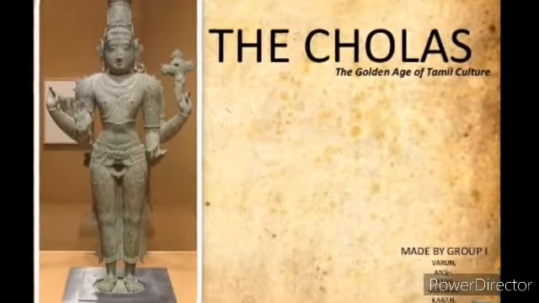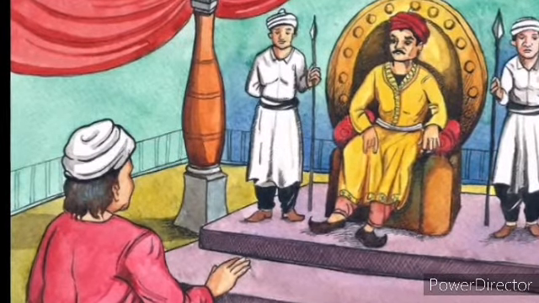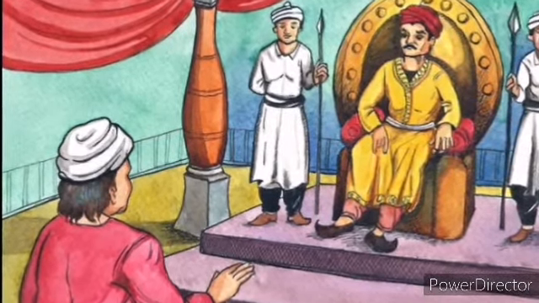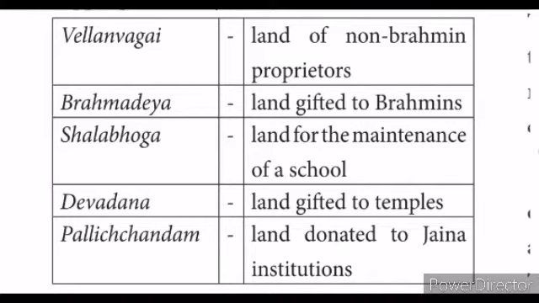Even in the Chola period, lands were gifted to various types of people. That was also inscribed on copper plates. They gave different names to the different lands gifted to the people.